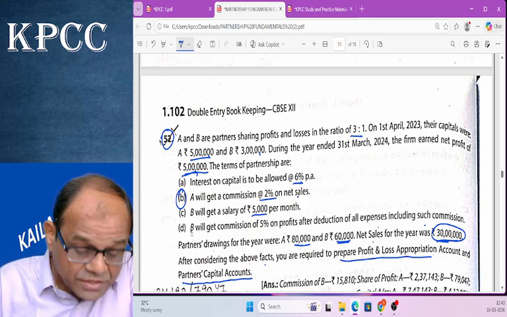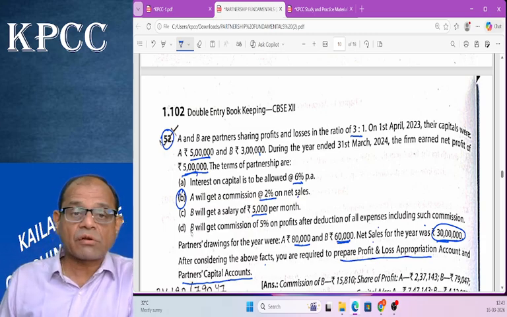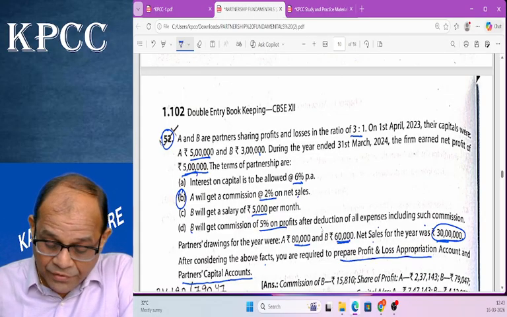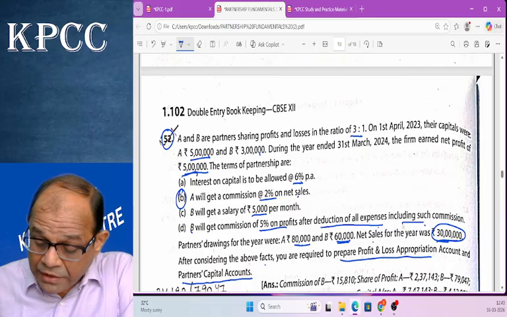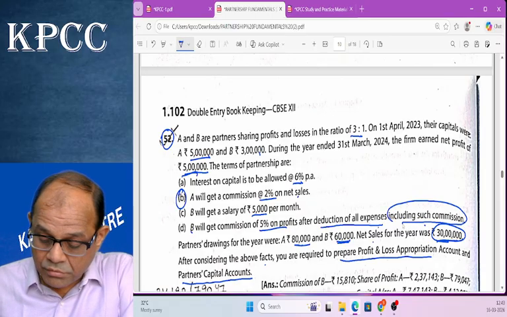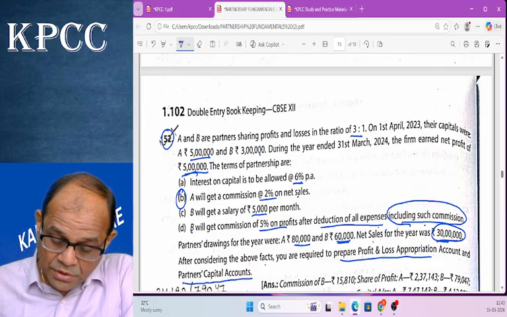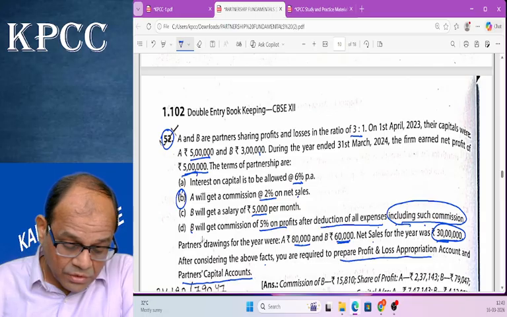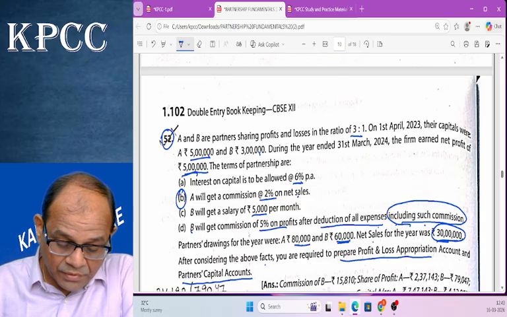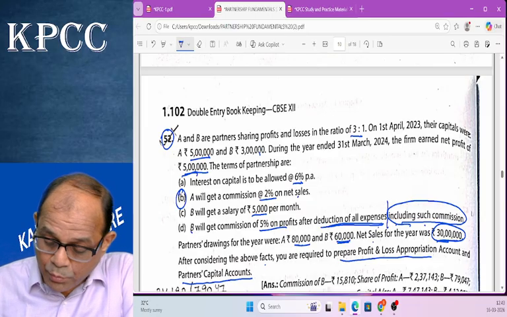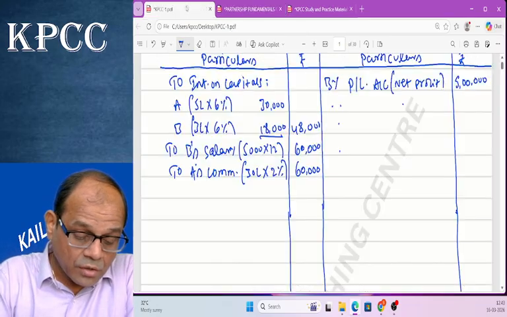Then B is also getting commission. Here the calculation will be different. B will get a commission of 5% on profit after deduction of all expenses, including such commission. Suppose this phrase, including such commission, would not have been there, then you know how we would calculate B's commission. B will get 5% on profit after deduction of all expenses. Now for a moment think that these words are not there. Now how will you get it?